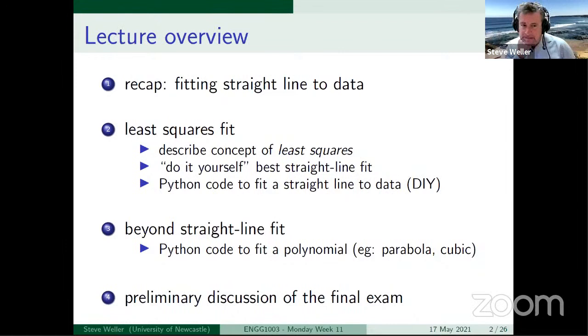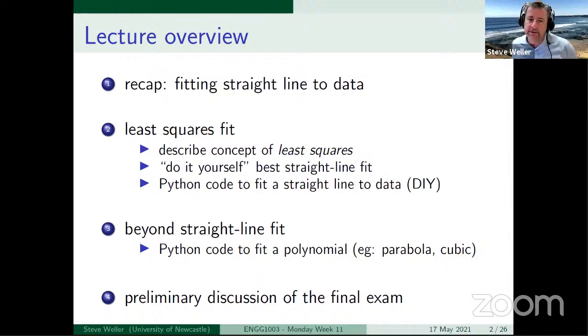And the third extension is where we're going to move beyond a straight line fit. Sometimes data isn't well described by a straight line. Sometimes the underlying pattern is more complicated than a straight line. And I want to step you through how, in a first course in computing, you can use Python code to fit a polynomial to some data, maybe a parabola, maybe a cubic. They're important extensions of this straight line fit.